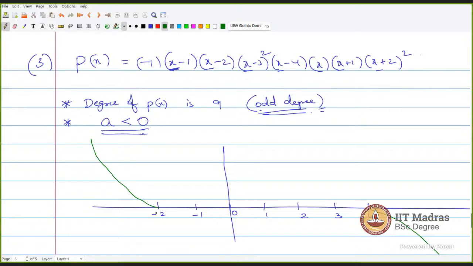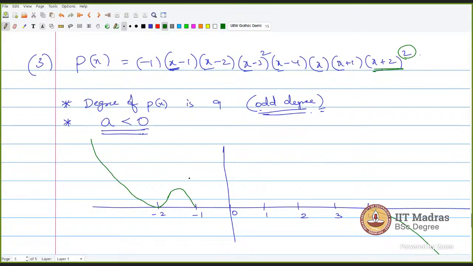If it is an odd multiplicity, you should cross it. At -2, you can see it has an even multiplicity. Even multiplicity means it should bounce back. And I have to reach -1 because I have a root at this point. I shouldn't go like this, because then I cannot reach -1. So I will take a turn and come back to -1.